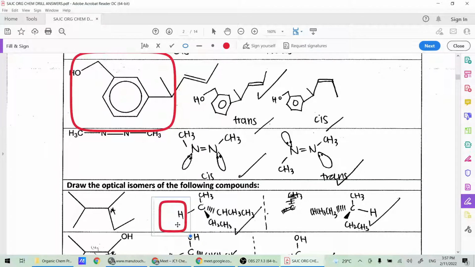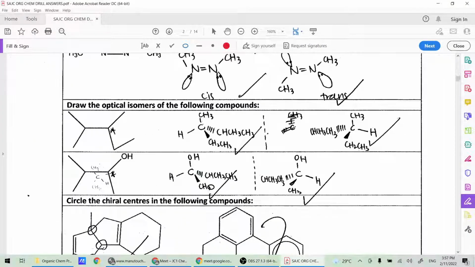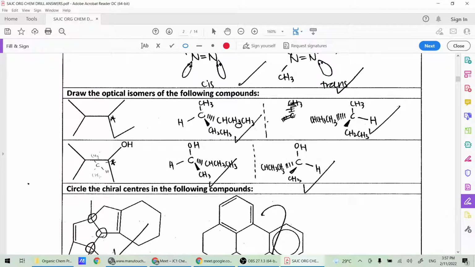Now again, here we have another bunch of optical isomers. The carbon with an asterisk is an indication of the optical isomer. Then again, we can reflect them on both sides, just making use of that square to highlight the necessary part again.